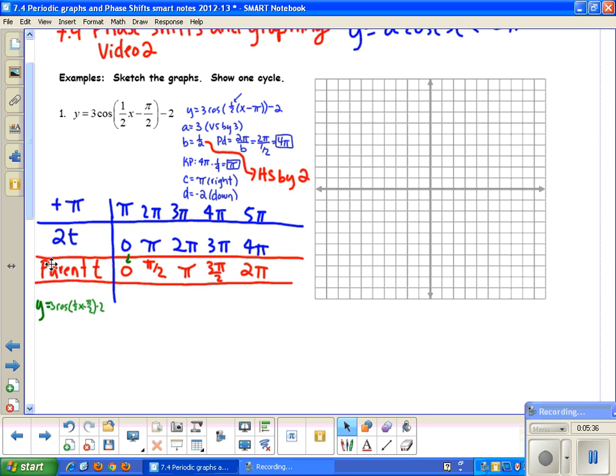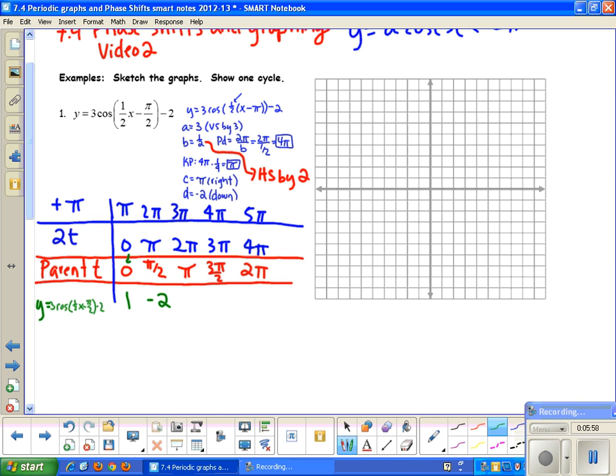Okay, so this gives me a value of 1. Then when I plug in 2 pi times 1 half gives me pi, and pi, or 2 pi over 2, and 2 pi over 2 minus pi over 2 gives me pi over 2. So the cosine of pi over 2 is 0, 0 times 3 is 0, and 0 minus 2 gives me negative 2. And then I'm going to keep on going.